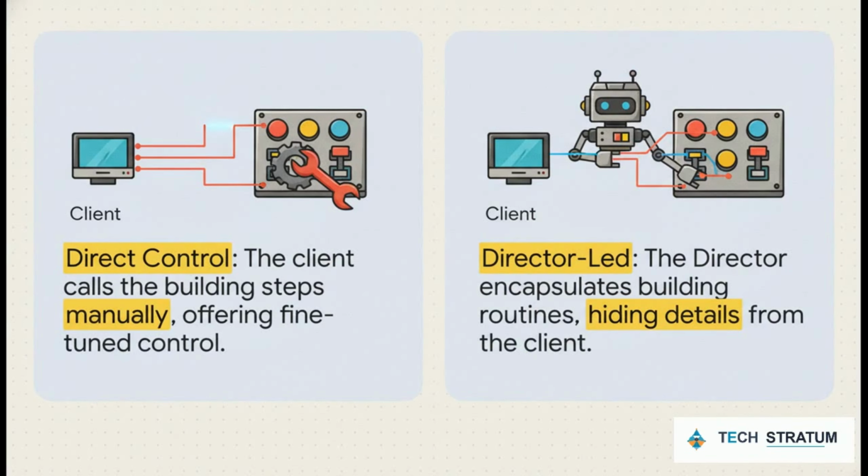So what about that optional director? Think of it like a recipe book for your objects. Without a director, your client code has to call each building step one by one, manually. But with a director, your client can just say, "Hey director, use this builder and make me a sports car." The director then knows exactly which steps to call, in what order to get that done. It hides all that messy logic and makes it reusable all over your application.